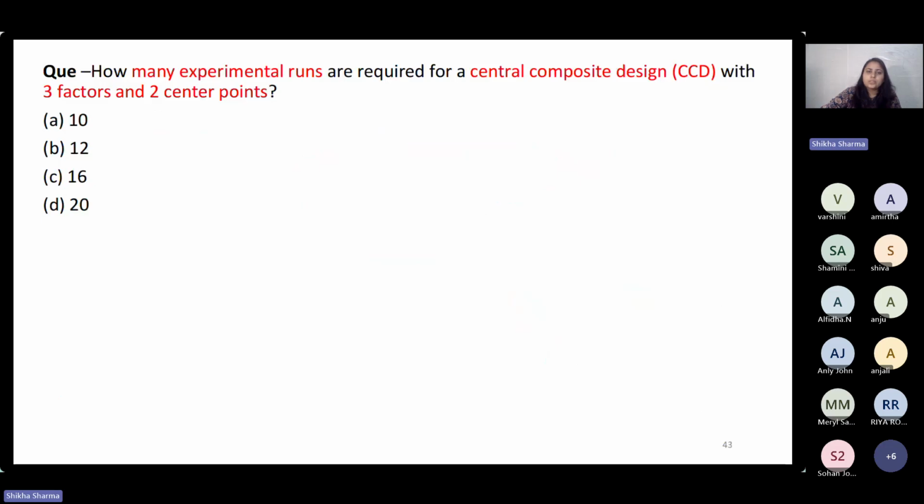Okay, so this question is on CCD, central composite design. How many experimental runs are required for a CCD with three factors and two center points? Anyone who would like to answer this question? This is kind of an RSM. In RSM, there are two designs, CCD and BBD, like that.